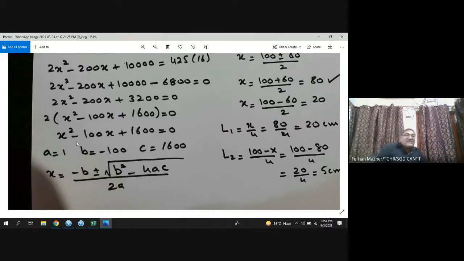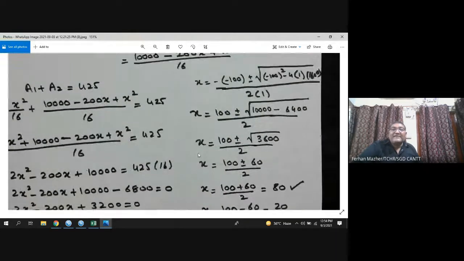So the coefficient of x square is 1. The coefficient of x is minus 100. And the constant term here is 1600. So I will apply the quadratic formula here. You should remember the quadratic formula all the time: x equals minus b plus minus under root b square minus 4ac, the whole thing divided by 2a. So I will substitute the values of a, b, and c in this formula.